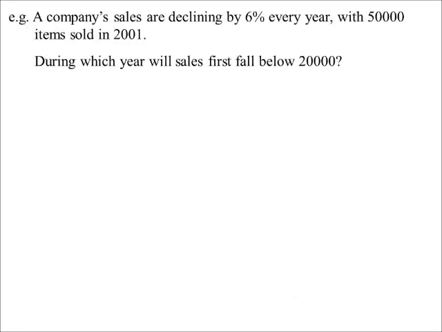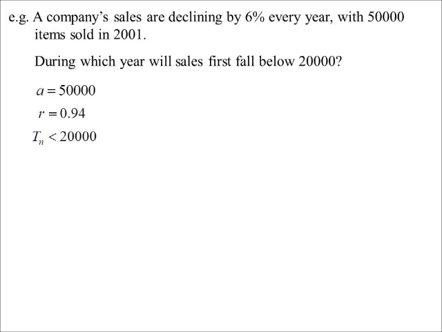All right, let's have a look at another. So a company's sales are declining by 6% every year. We know that 50,000 items have been sold in the year 2001. During which year will the sales first fall below 20,000? So first term, 50,000. This is going to be a geometric sequence. The thing we've got to be careful with here, if it's declining by 6%, the ratio is not 6%, the ratio is actually 0.94, because we're decreasing by 6%, so each year is then 94% of the previous year.